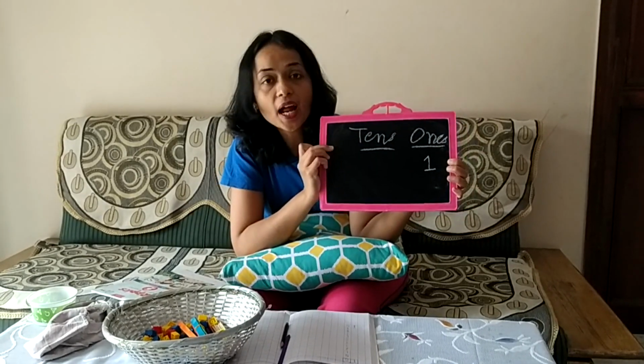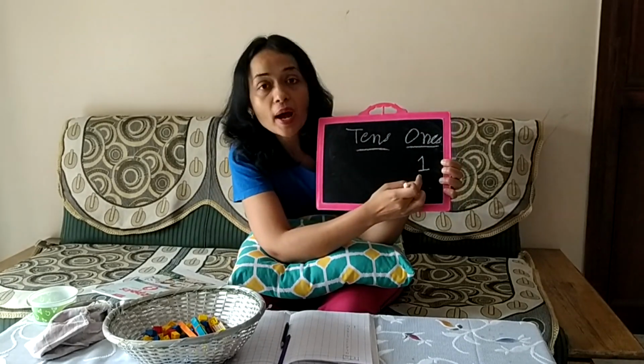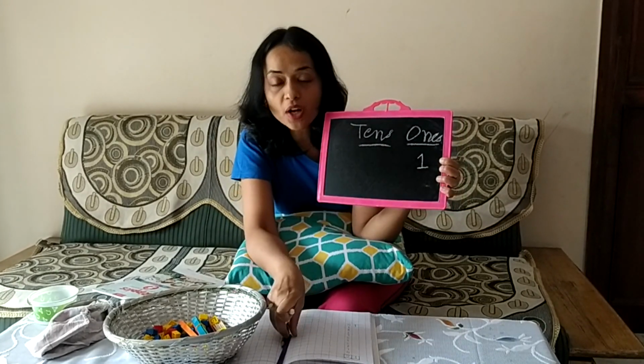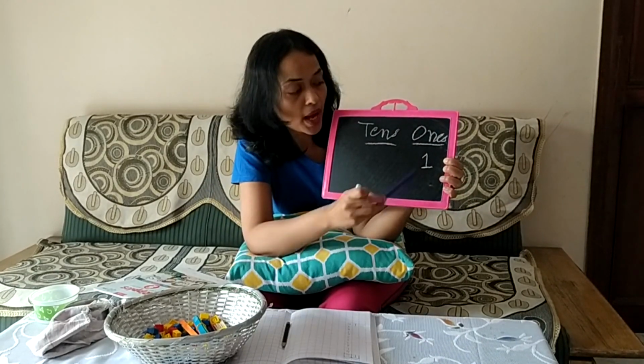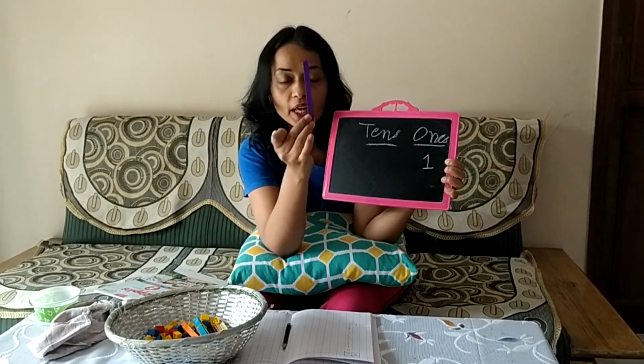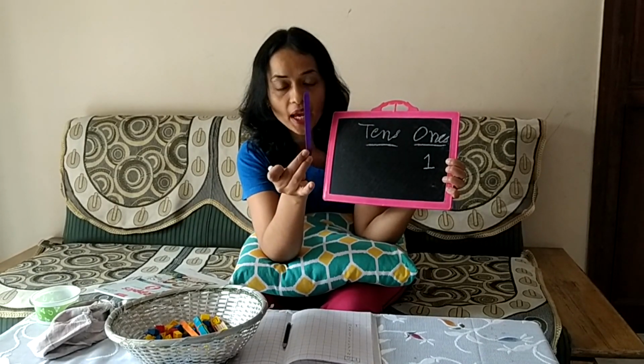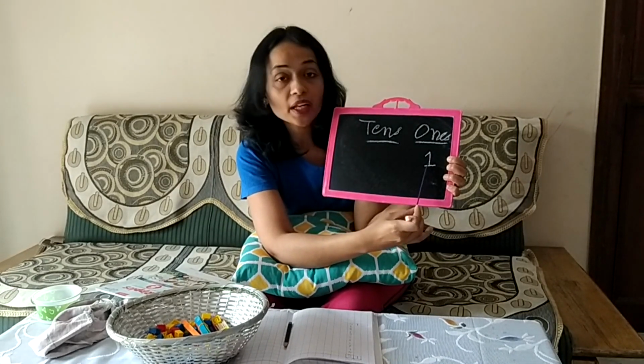Here you can see under ones I have only one number. So what does this represent? Under ones I have only one object. This is one object.